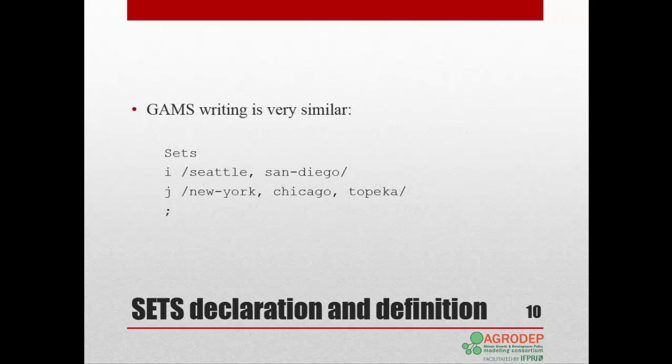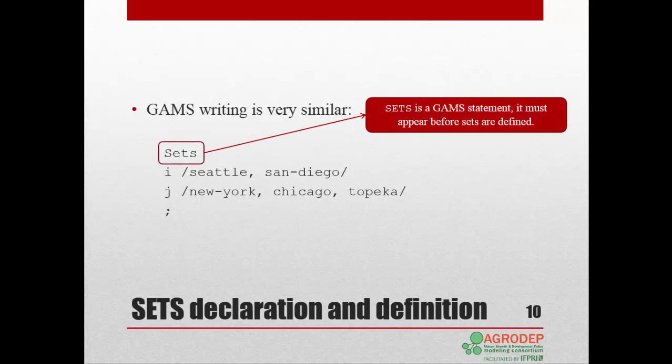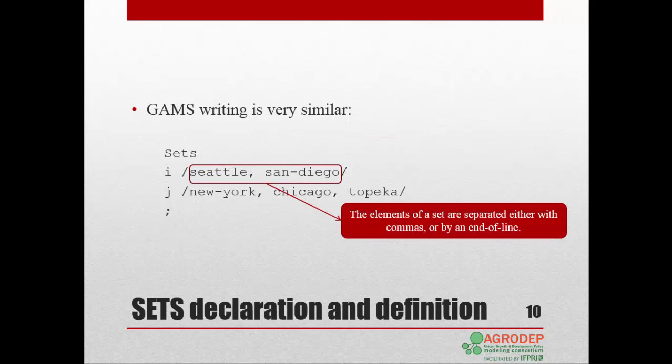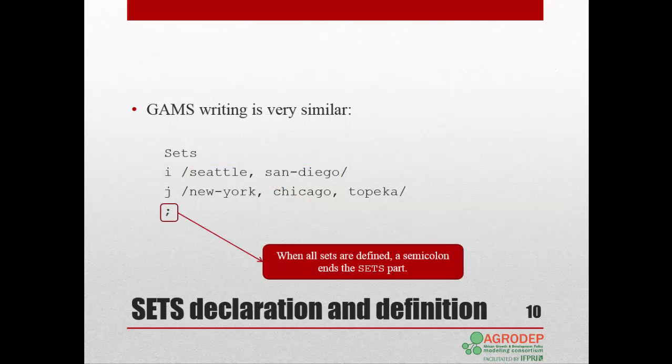In GAMS writing, it's very similar. Sets is a GAMS keyword and must appear before sets are defined. Note that in GAMS, the elements of a set are grouped within slashes rather than braces. Elements of a set are separated either by comma or by an end of line. When all sets are defined, a semicolon ends the statement sets. In other words, the semicolon signals that the statement sets has ended and anything following does not concern the definition of sets.